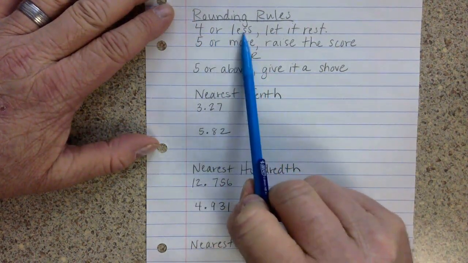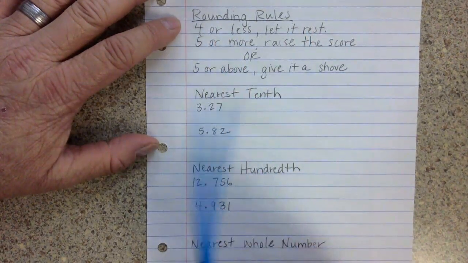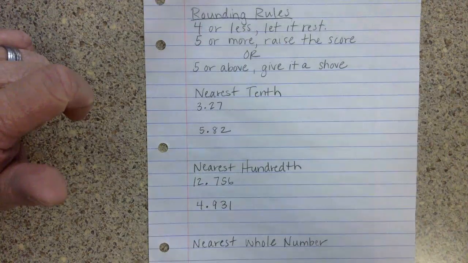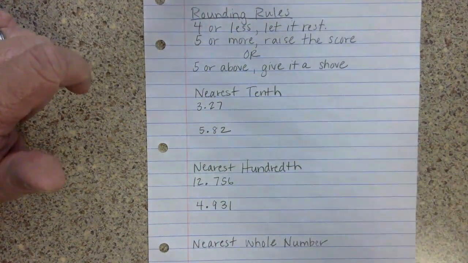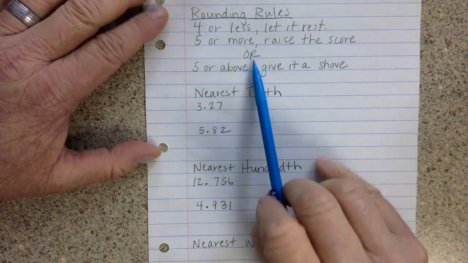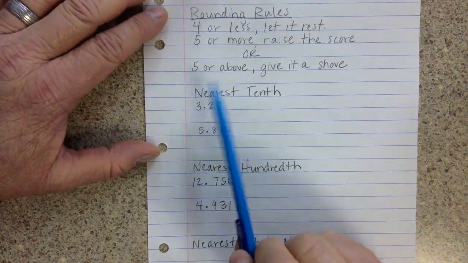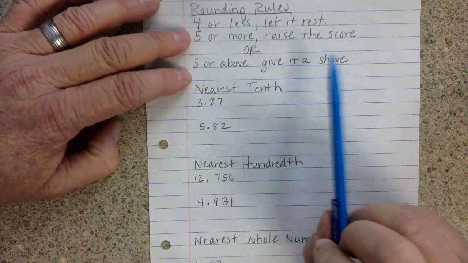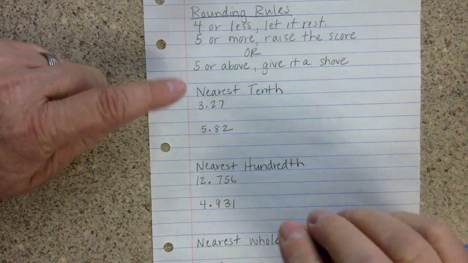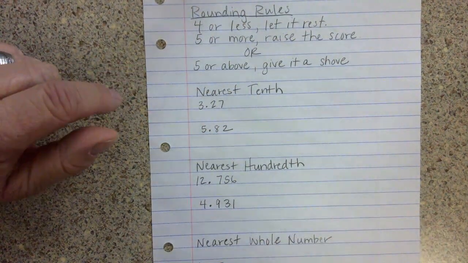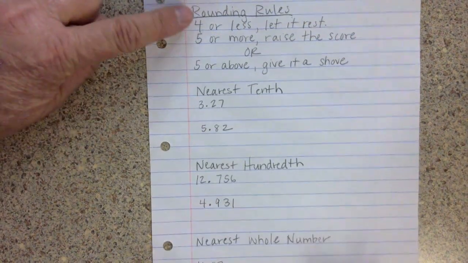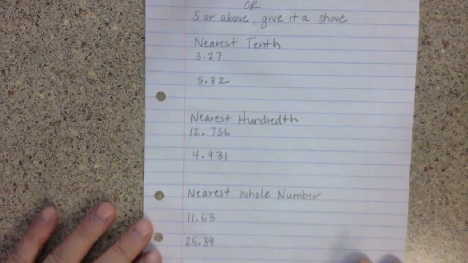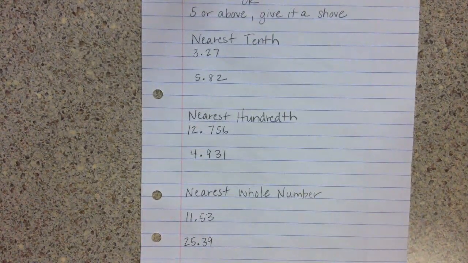4 or less, let it rest. That means the number doesn't change. 5 or more, raise the score. That means you would increase the number that you're rounding by 1. Another way that we learned it, Mrs. Barber taught us this one, 5 or above, give it a shove. So either way, you're taking the digit that's being rounded and raising it 1 or letting it rest. And that'll make more sense when I do these examples.